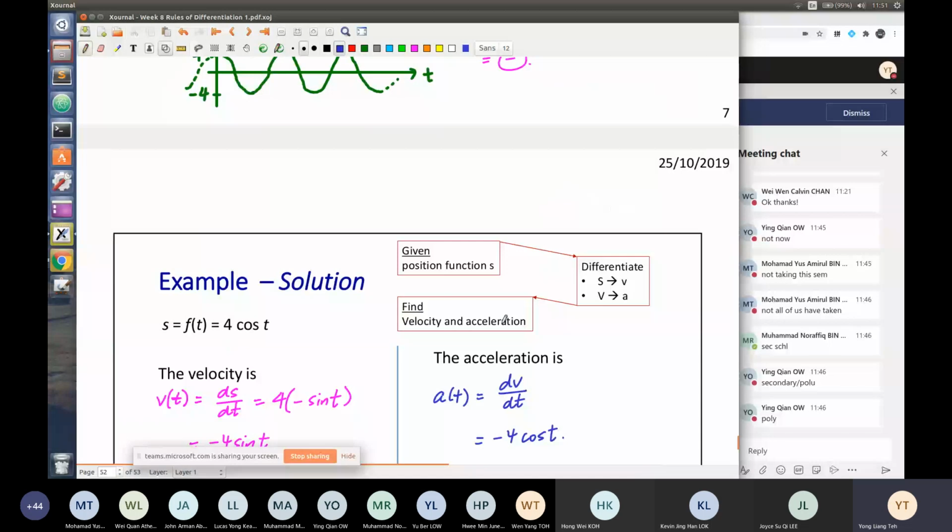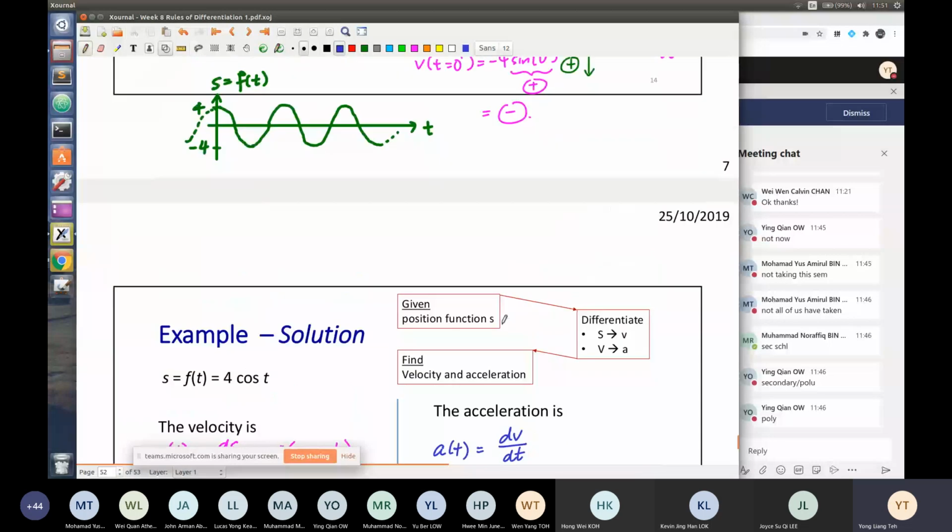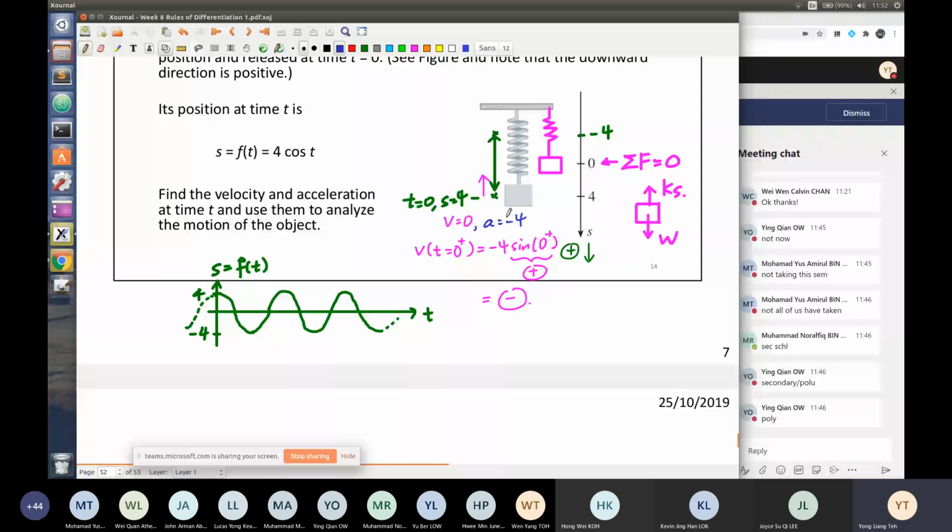Minus 4. So is it correct or not? Is negative acceleration correct or not? Any guesses? By the maths, it has to be correct, but physically, what does it represent? Any takers? What does negative acceleration mean in this case? Deceleration. It's actually not deceleration at t equals 0, but good try.